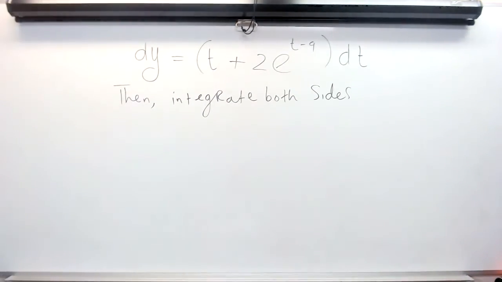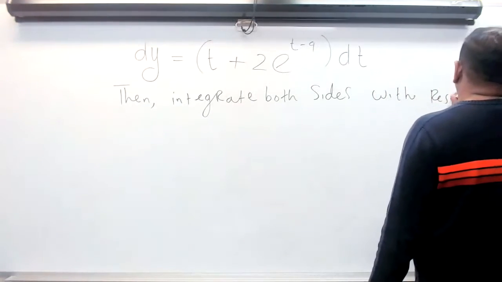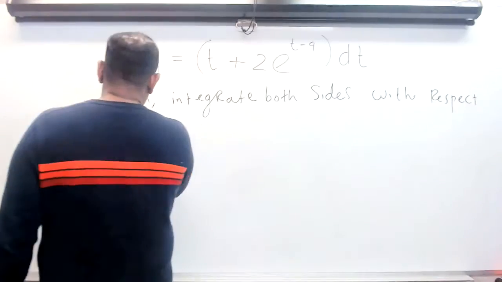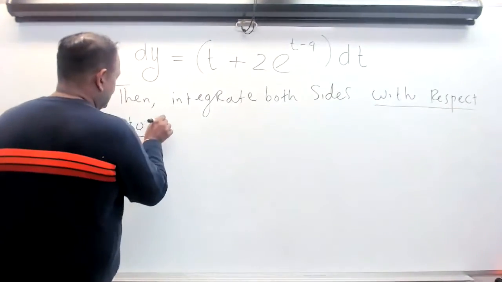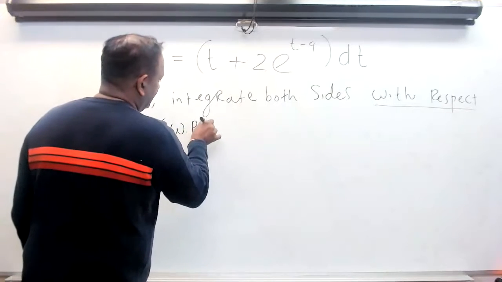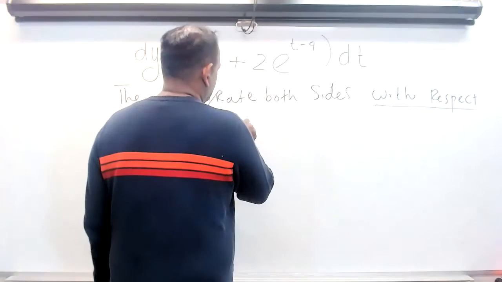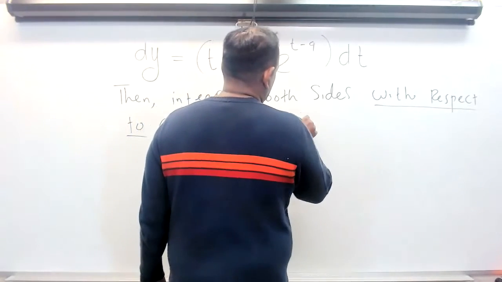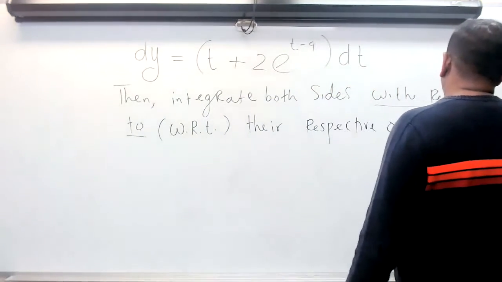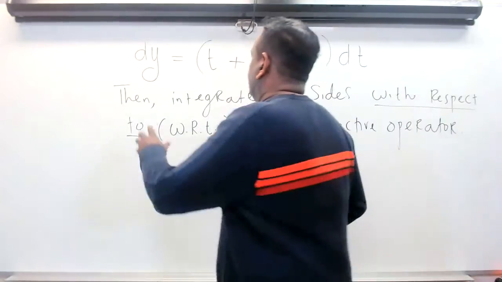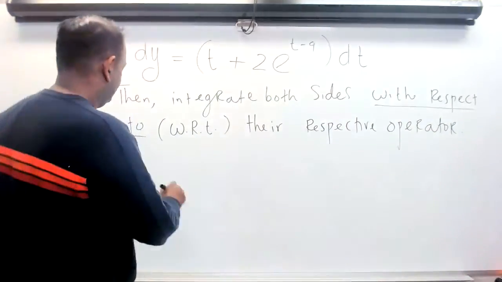With respect to their respective operators. We can abbreviate "with respect to" as WRT down the road; you don't have to write the whole thing. That means simply you're going to operate this side with respect to this operator, and this side with respect to that operator.